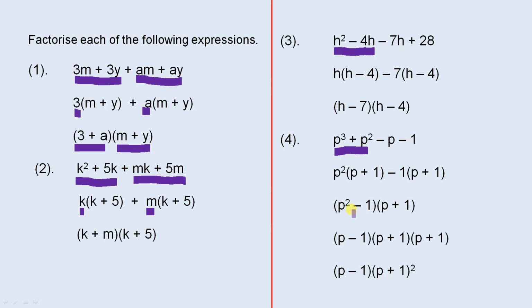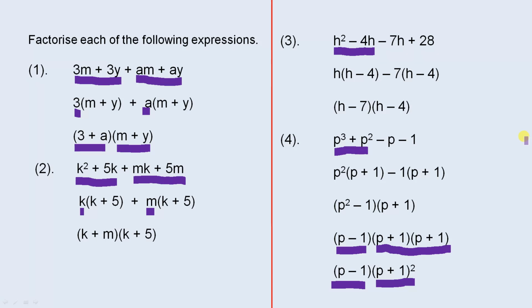Now we know that to factorise p squared minus 1, that's actually p minus 1 times p plus 1, and that p plus 1 is there. So that gives us p minus 1, and p plus 1 times p plus 1 is p plus 1 all squared.